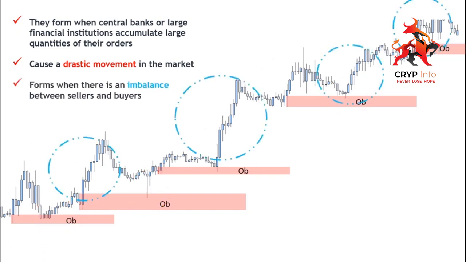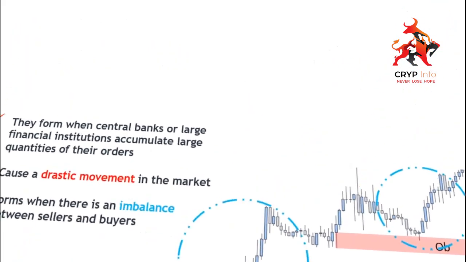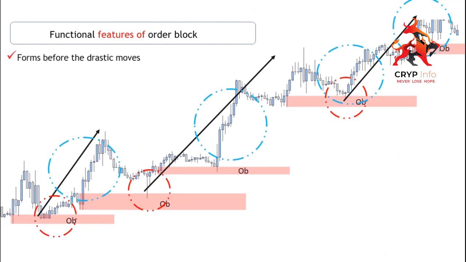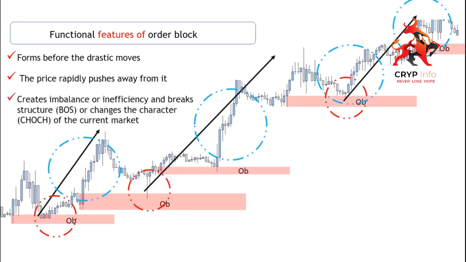If you still don't know how to identify order blocks and specify them in the chart, here is the functional definition of order block, which helps us identify order blocks in the chart easily. Order blocks are forming before the drastic moves in the market, exactly where the price rapidly pushes away from a specific area because of the lots of orders placed there. An order block is creating imbalance or inefficiency that breaks structure of the market or changes the character of the current market.